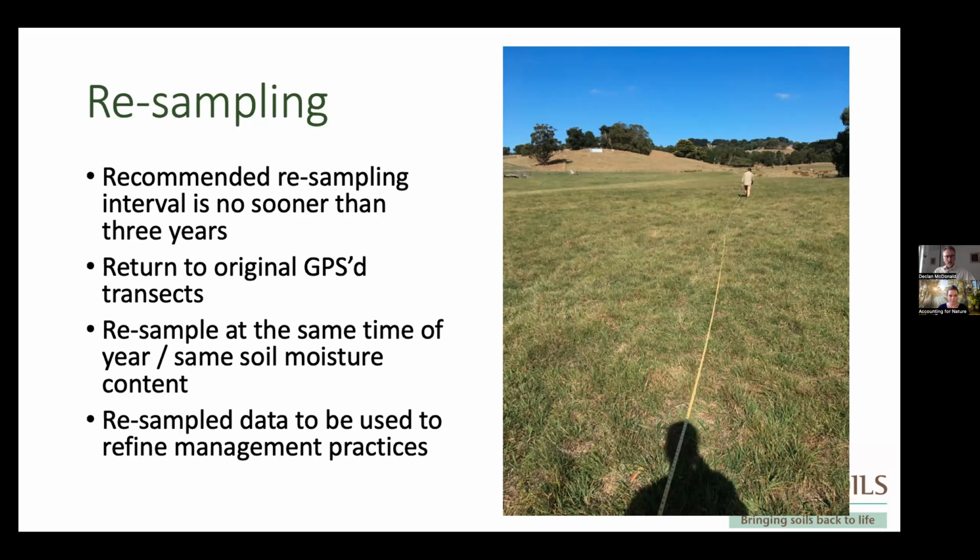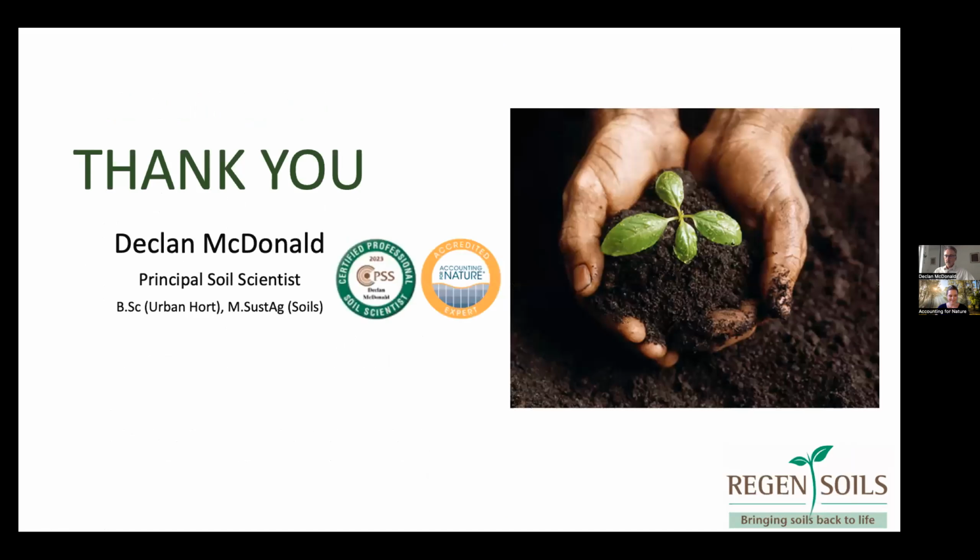So coming back no sooner than 3 years, and probably more appropriately 5 years for soil carbon, will give us more confidence in the result that we get if we see an increase or a decrease in any of those values. So we want to return to the original GPS transects. We want to resample at the same time of year, ideally with the same soil moisture and same soil temperature, for consistency of results. And then the resample data, as I said, can be used to provide feedback to the farmer and to refine management practices. Okay, so that is the method.